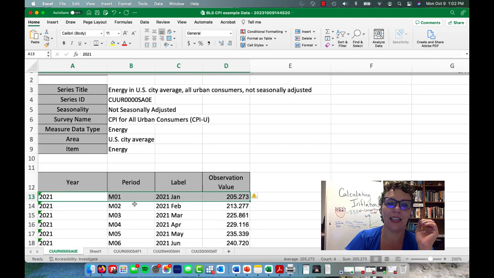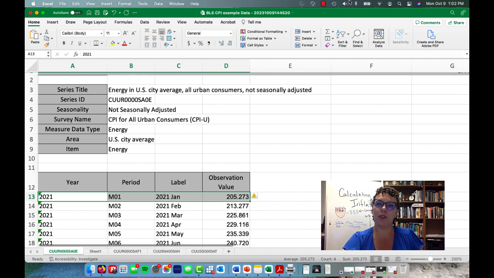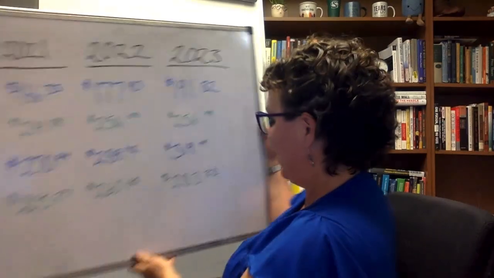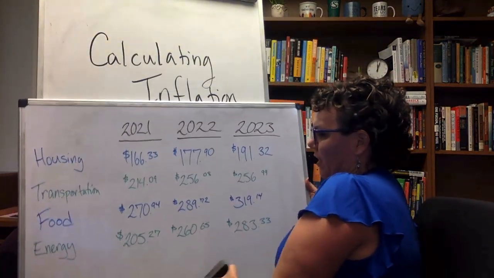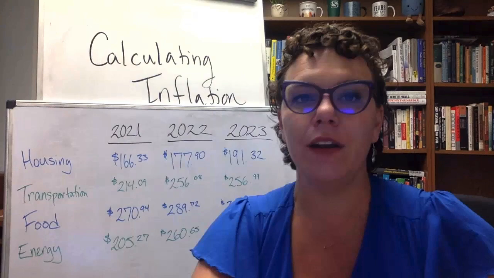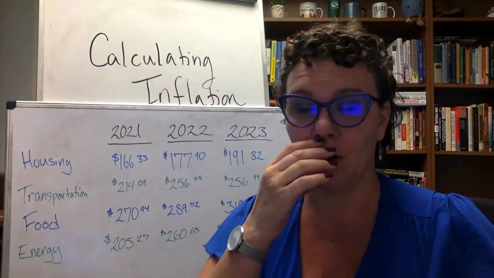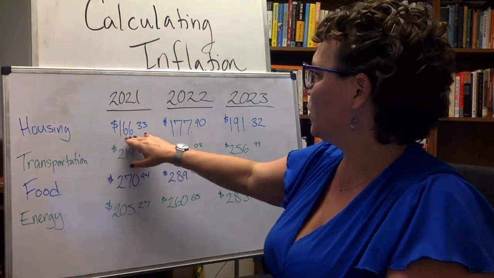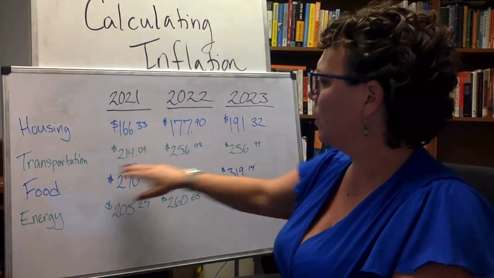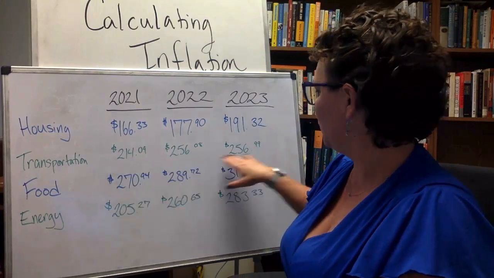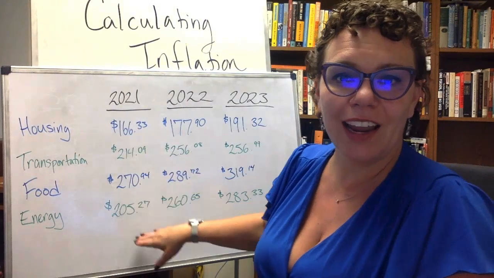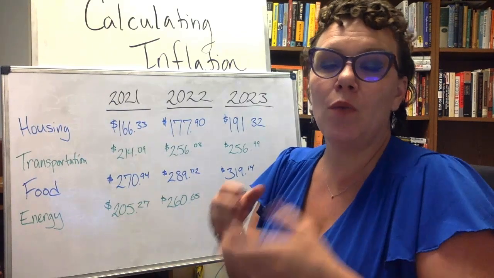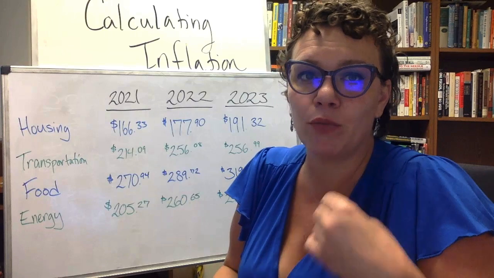And I'm going to go through and collect all of those and put them all together. So let's look at what that looks like. Here I have all of that price data for those three periods. I've got one observation for each year for my four different categories. So I have housing in 2021, 2022, and 2023, transportation in 2021, 2022, and 2023, food and energy, all for 2021, 2022, and 2023. And then what I want to do is calculate the consumer price index.